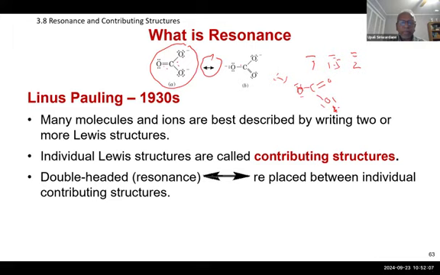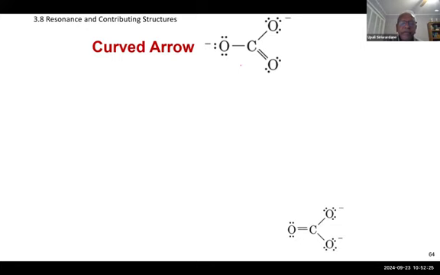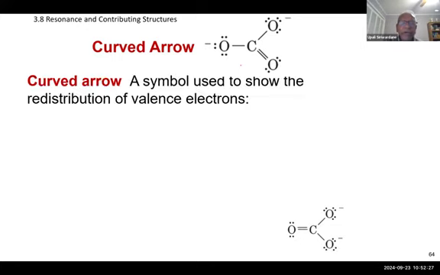Double-headed arrows are placed between individual structures. The molecule is a resonance hybrid of various contributing structures. There are three contributing structures for carbonate ion.